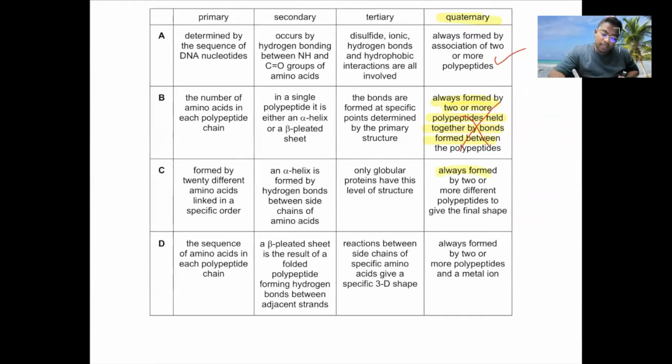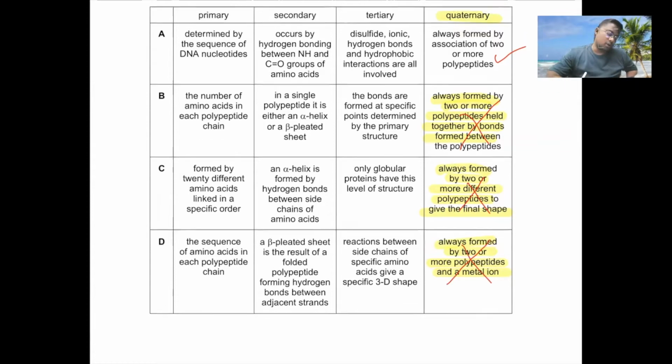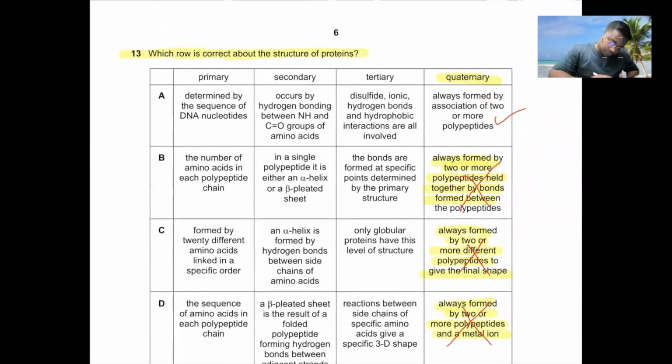Always formed by 2 or more different polypeptides to give the final shape. It is not necessary to have different polypeptides. The same polypeptide repeated can form a quaternary structure as well. All right, always formed by two or more polypeptides and a metal ion. It's not necessary that a metal ion will be incorporated in the quaternary structure. So option A is the correct answer.